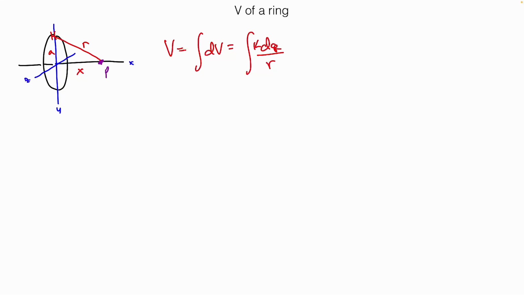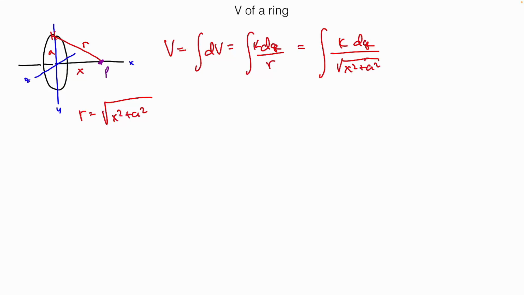Push dq aside for a second. What's the length of r? If I use the Pythagorean theorem, it's going to be the square root of x squared plus a squared, just doing that right triangle there. So let's put that in right now, since we know it. We'll push dq off just a little bit more. x squared plus a squared.